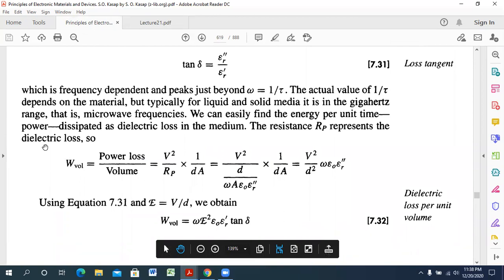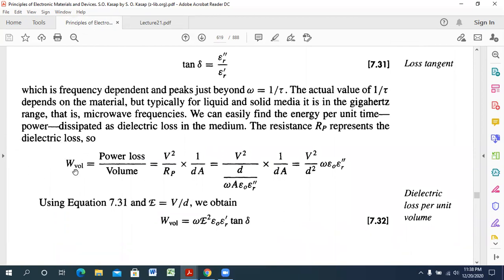This one is defined as the loss of energy or the power loss per unit volume. We know that previously we have derived the power equals V squared divided by Rp, or V squared Y, that means the conductance, susceptance, divided by V. So V equals the area multiplied with the distance. These are very simple formulas, and that one is the dielectric losses per unit volume.